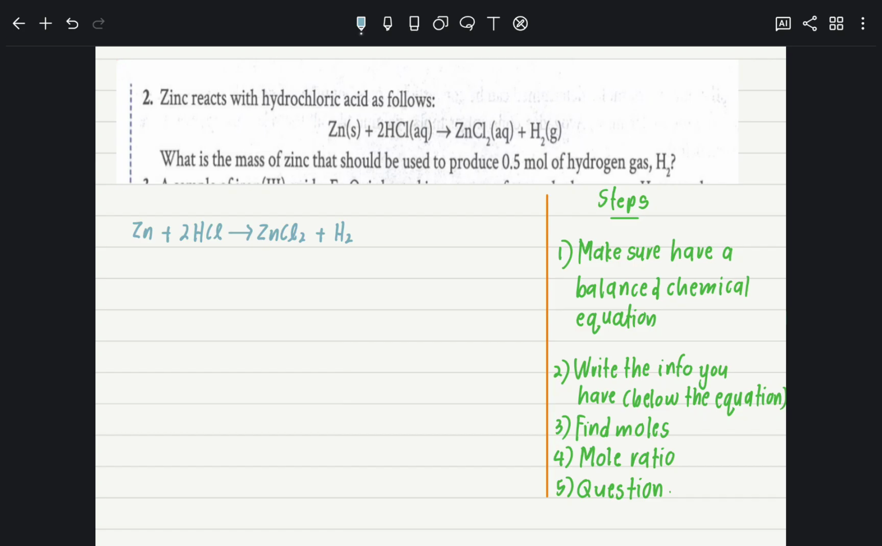So the info that I have states: what is the mass of zinc? So they want the mass of zinc. So mass of zinc is question mark, to produce 0.5. Okay, so they say moles of hydrogen is equal to 0.5. So the issue is between zinc and hydrogen.